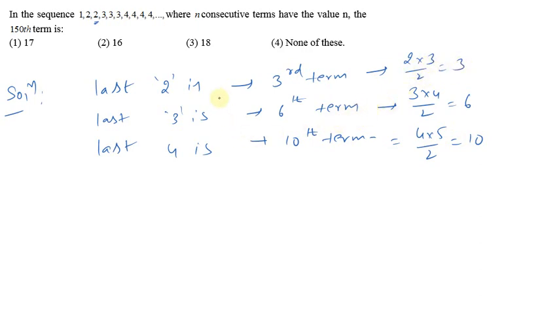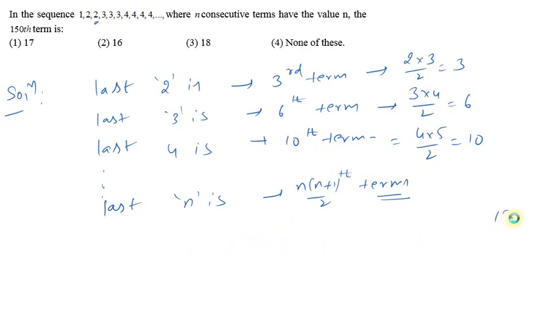Okay, so what observation are you getting? Last 2 is 2 into 3 by 2, last 3 is 3 into 4 by 2, last 4 is 4 into 5 by 2. So last n is the n into n plus 1 by 2th term. For example, last 10 is 10 into 11 by 2, 55 only, but we have to get the 150th term, not 10. So 15, let me cross check.